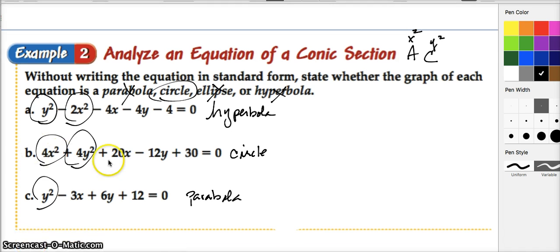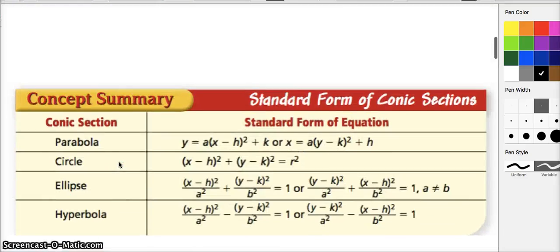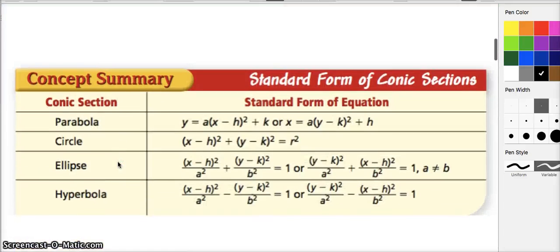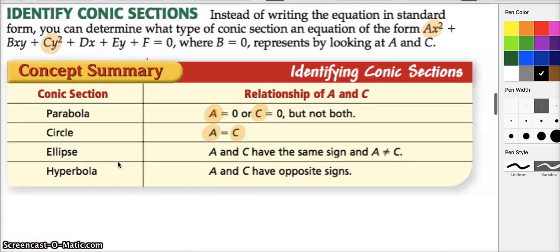So 8.6 is a relatively short section. Please check out the assignment. Do as many problems as you possibly can, using maybe this chart as a help and this chart as well.